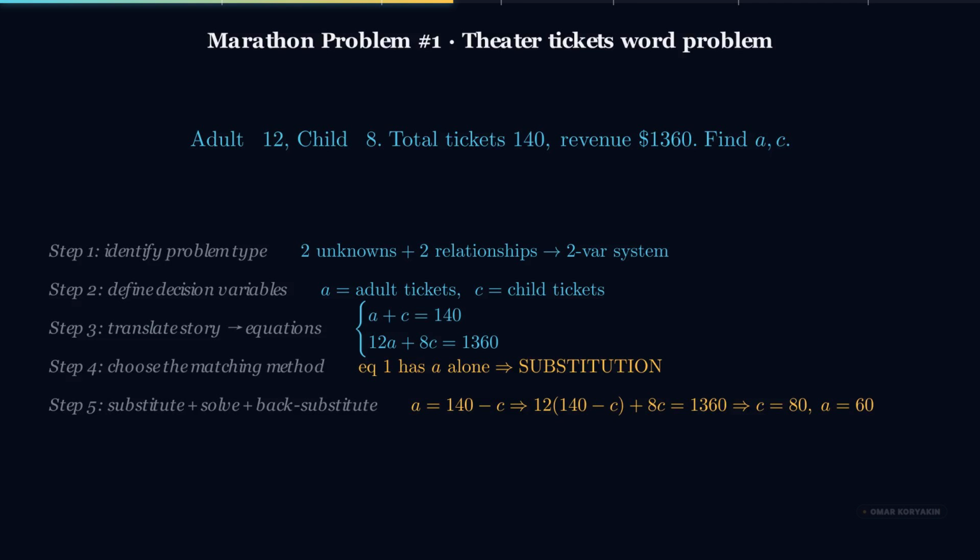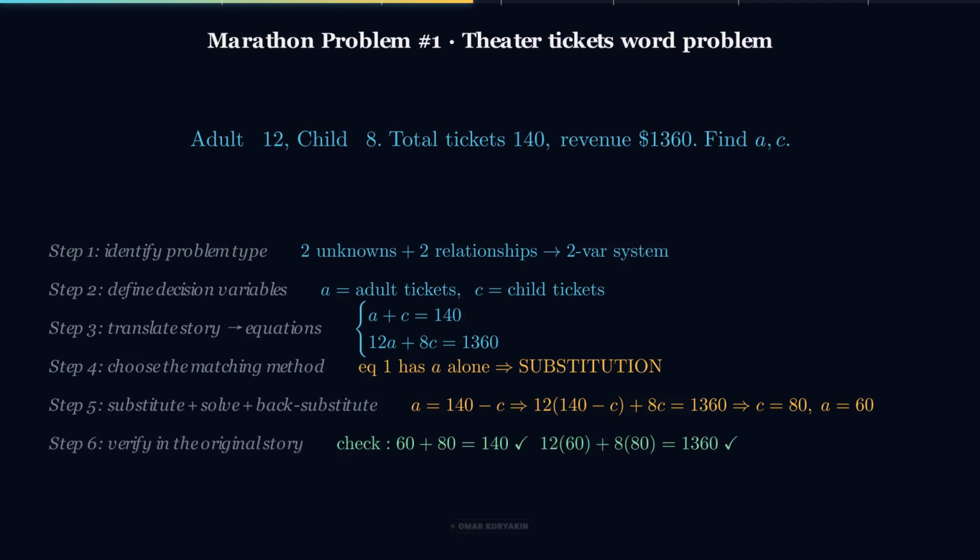Step 5. Distribute to 1680 minus 12C plus 8C equals 1360. Combine: 1680 minus 4C equals 1360. Subtract: negative 4C equals negative 320. Divide: C equals 80. Back substitute: A equals 140 minus 80 equals 60.